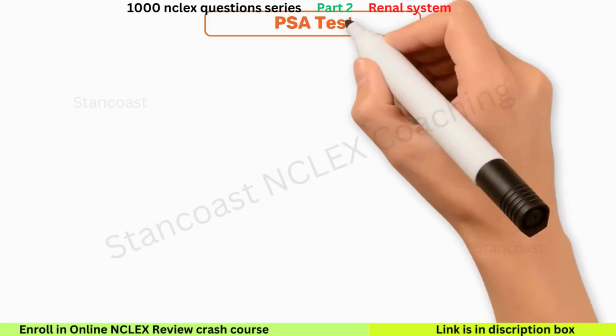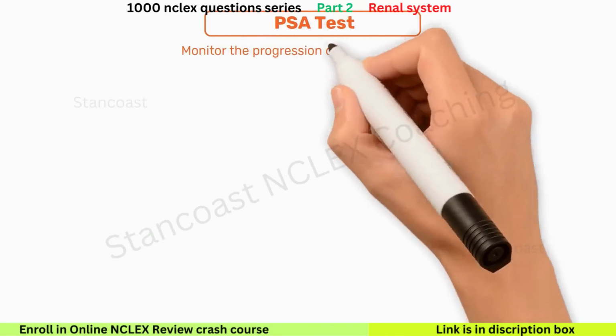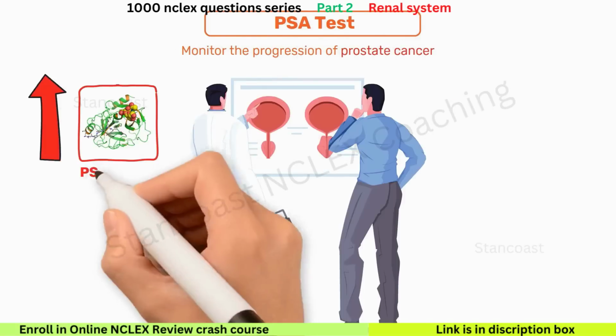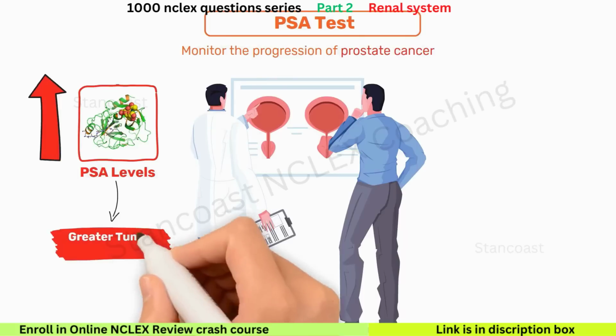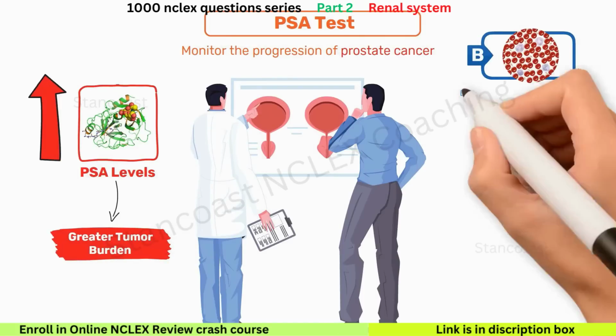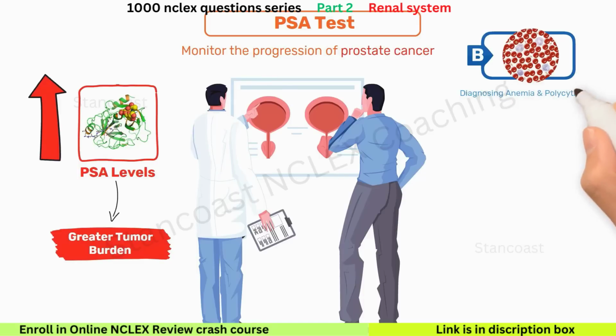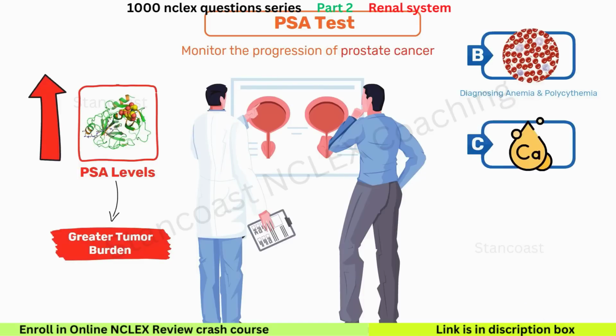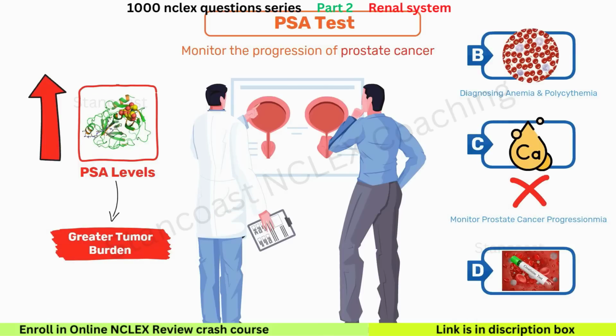The PSA test is employed to monitor the progression of prostate cancer. Elevated PSA levels indicate a greater tumor burden. Option B, CBC, is utilized for diagnosing anemia and polycythemia. Option C, serum calcium levels are not typically used to monitor prostate cancer progression. Option D, serum creatinine levels may suggest obstruction due to an enlarged prostate.